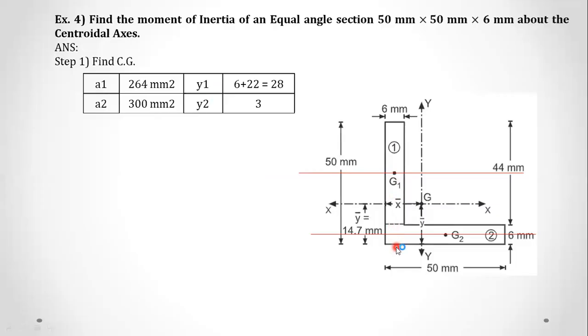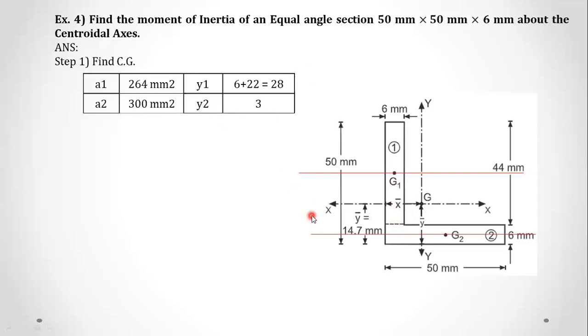So calculate it. This is 6 mm and this G1 will be at half of 44 mm, that means 22 mm. So G1 will be in between this length, exactly at the half point. So this is 22 mm plus 6 mm, so you will get 28 mm.